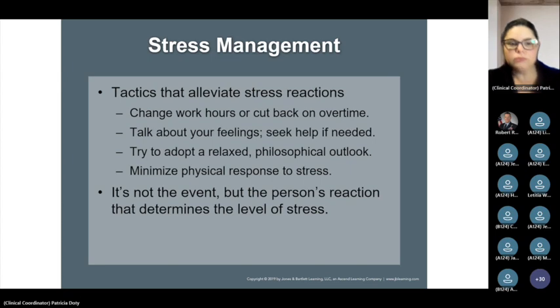Okay. All right. So tactics that alleviate stress reaction: change work hours, cut back on overtime. Yeah, that's a great thing. As I sit here and blank, I, like you, have to have a job, so that doesn't make sense to me at all. Right. Until you have to change jobs because it's so bad, which is what a lot of us do.